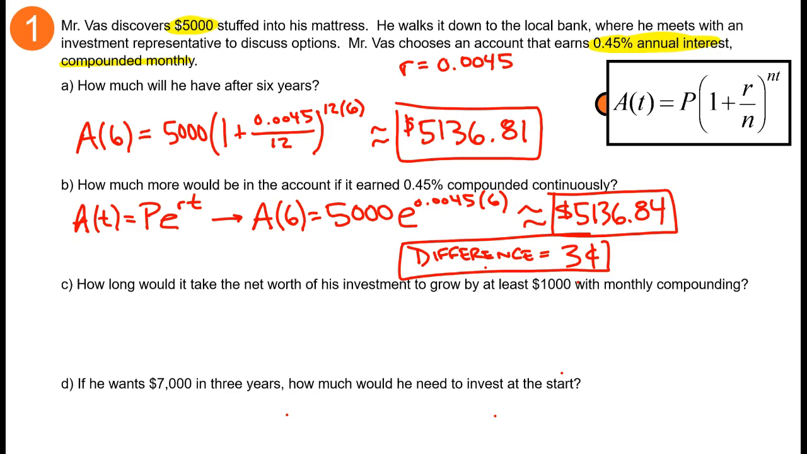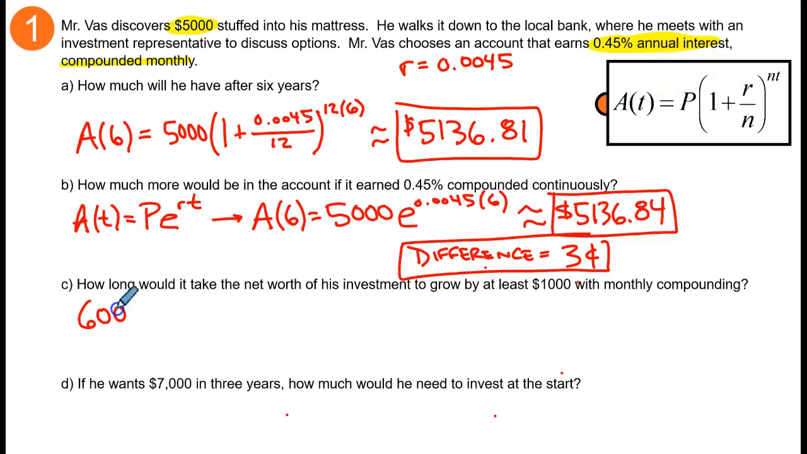For part C, this one's a little bit of a curveball, folks. It says, how long would it take the net worth of his investment, remember that was $5,000, to grow by at least $1,000 with monthly compounding? Well, to grow by $1,000, that means he has to have $6,000. So I need to take this equation here and rewrite it.